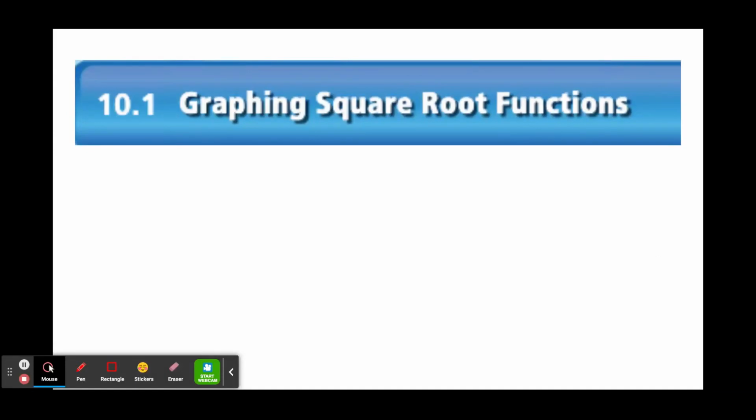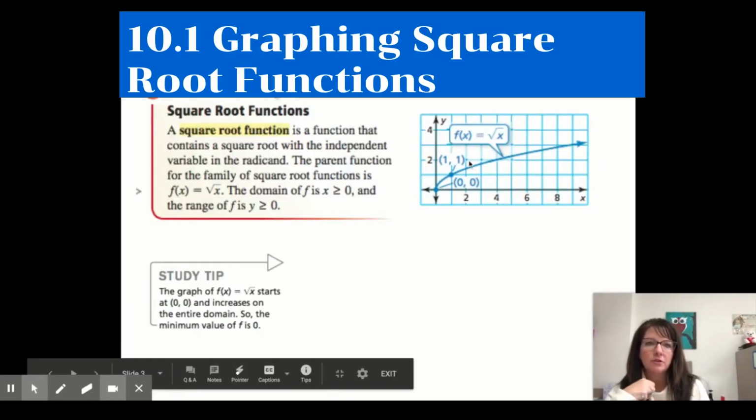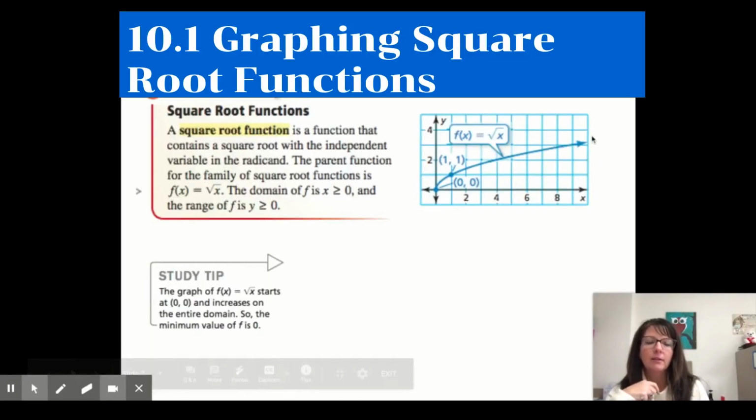Lesson 10.1, Graphing Square Root Functions. So when we have a square root function, you can see the graph right here. Kind of looks like a half of a parabola, maybe. A lot of times they're sideways on the graph.